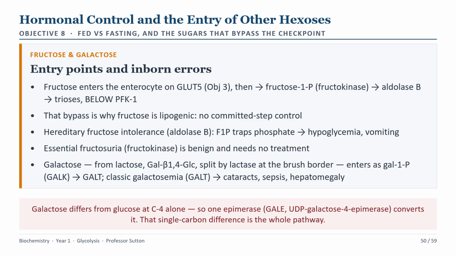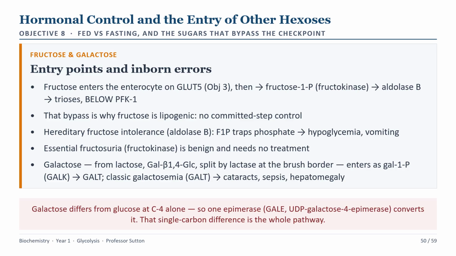Deficiency of fructokinase causes essential fructosuria. Fructose appears in the urine as a reducing sugar. The patient is asymptomatic and no treatment is needed. Deficiency of aldolase B causes HFI, which is dangerous.